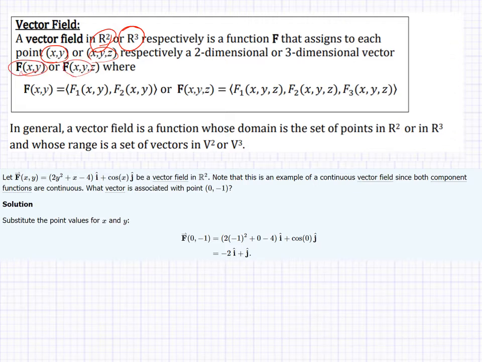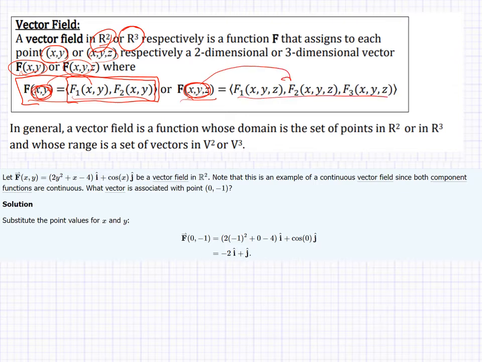The notation will look something like this. This would be a 2D vector field. We have a point that we're going to plug into the vector field, and that's going to be associated with a particular vector itself. That would be 2D, this would be 3D. We have a 3D point that we're going to plug into the vector field, and we're going to associate it with a particular vector.